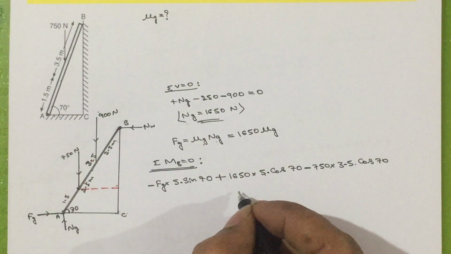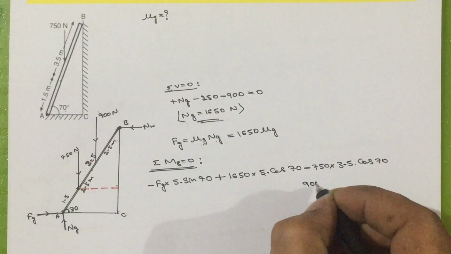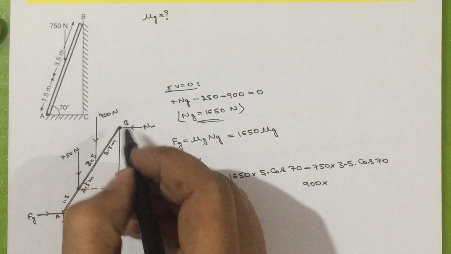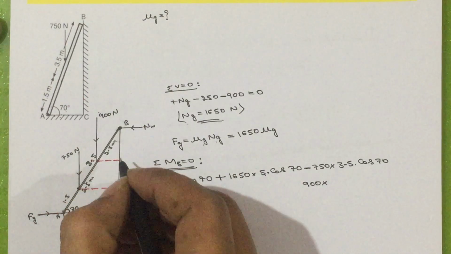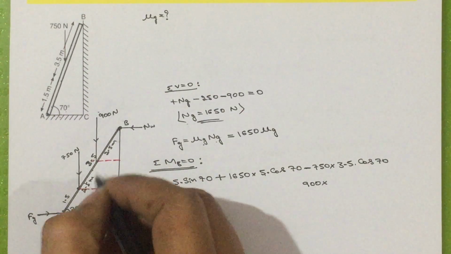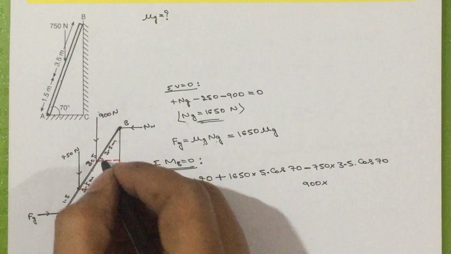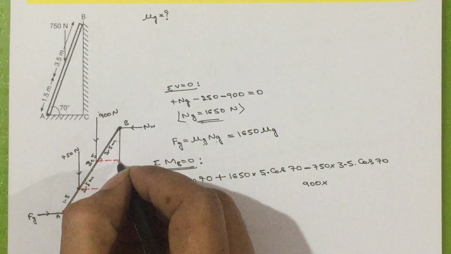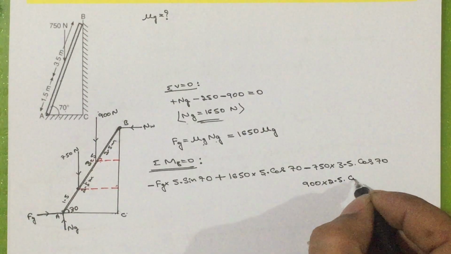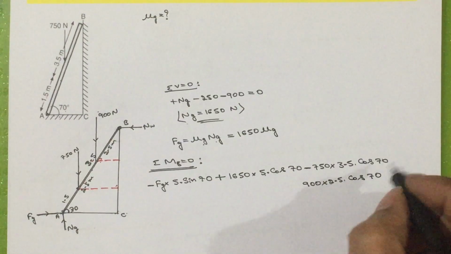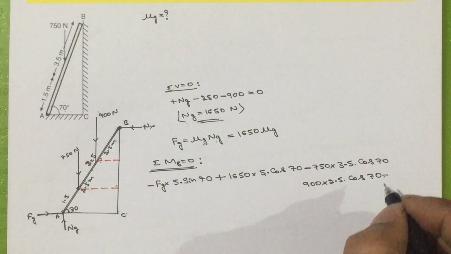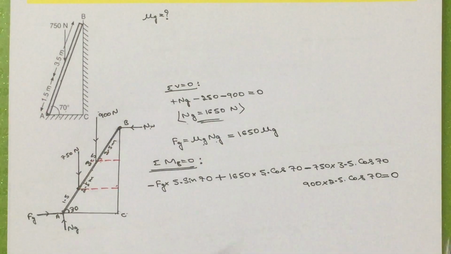Then the next force is 900 into the perpendicular distance between this 900 and the B point. From here to here the distance is 2.5 and the angle is 70, same as before. L is known, theta is known, therefore the horizontal component is L cos theta, that is 2.5 into cos 70. NW is passing through the B point, so its moment is 0. Therefore this should be equal to 0.